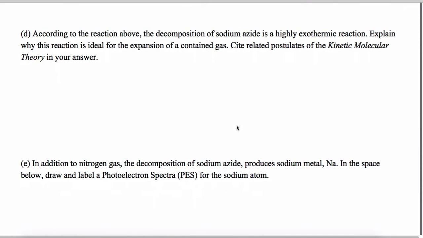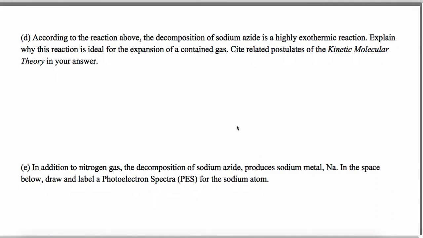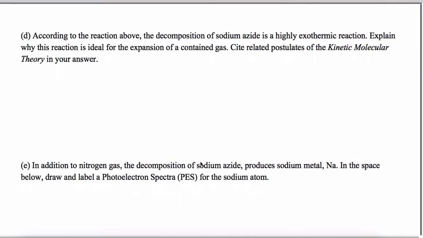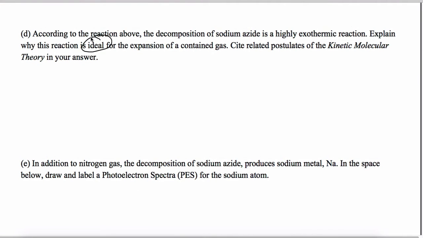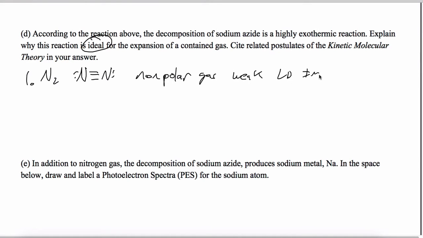So according to the reaction, the decomposition of sodium azide is highly exothermic. Explain why this reaction is ideal for the expansion of a contained gas. Cite a related postulate of the kinetic molecular theory. So one, we know that N2, if we do the Lewis structure, looks like that. So first off, this is a non-polar gas, so it has weak London dispersion IMFs.